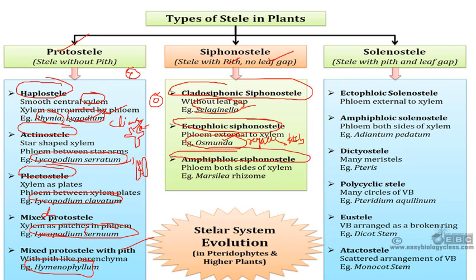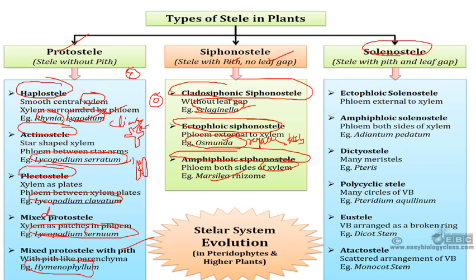The next comes amphiphloic siphonostele. Amphiphloic siphonostele means phloem present होता है xylem के दोनों तरफ. So phloem is present both side of the xylem. It is found in Marsilea rhizome. ये पाया जाता है Marsilea के rhizome में. The next comes ectophloic solenostele.